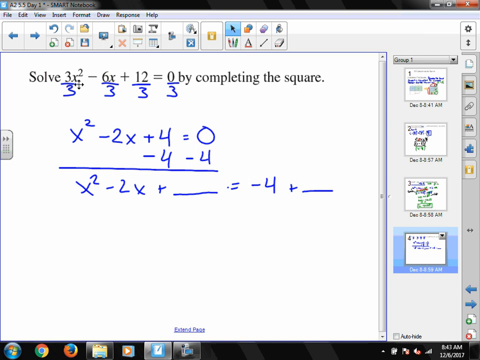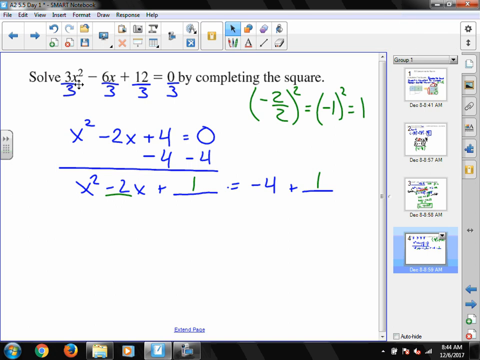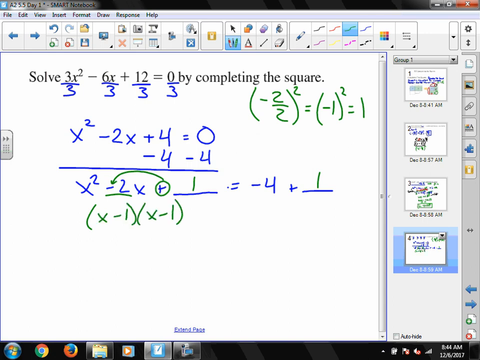My b value is going to be negative 2. So I'm going to take negative 2 over 2 and square it, which is going to equal negative 1 squared, which is just 1. So I'm going to add 1 here and 1 here. Again, if you were to factor this, I need factors of 1 that add up to negative 2. I know that I have a plus sign here, so I look forward. I'm going to get x minus 1 times x minus 1, which is going to give me x minus 1 squared, and that has to be equal to negative 4 plus 1, which is negative 3.